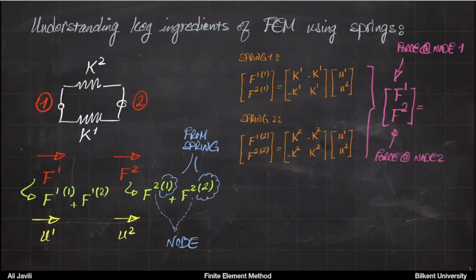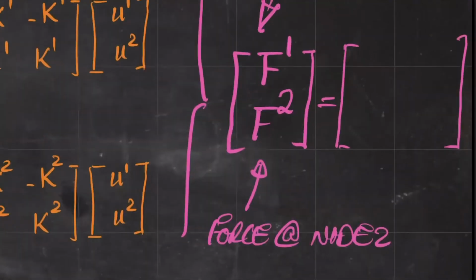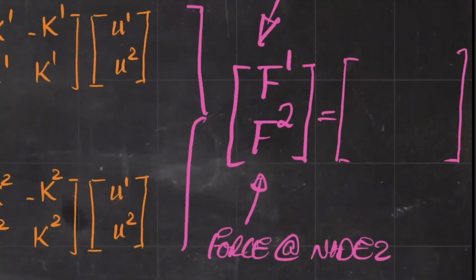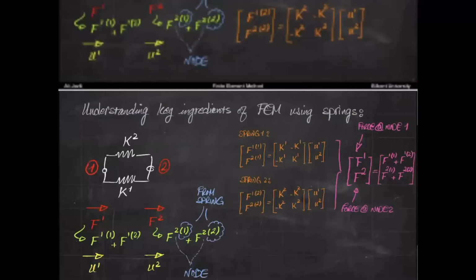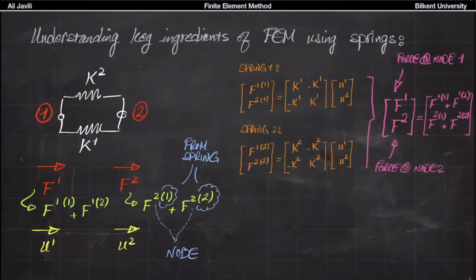Now that thing would be the sum of the two forces at each node from both springs. So it would be basically F1 from spring 1 plus F1 from spring 2, and this would be F2 from spring 1 plus F2 from spring 2. All right.